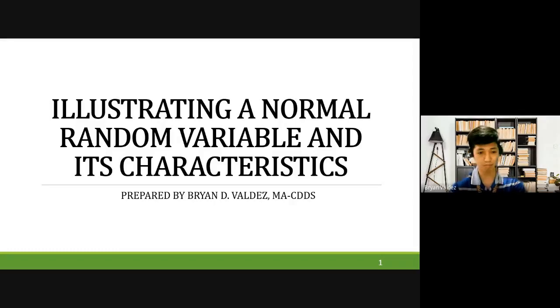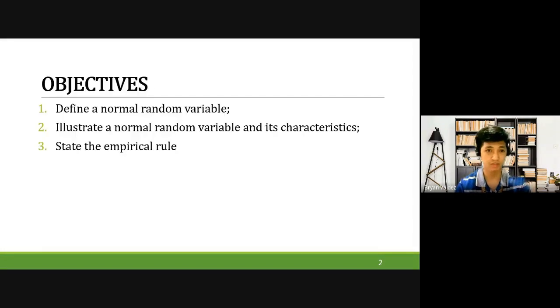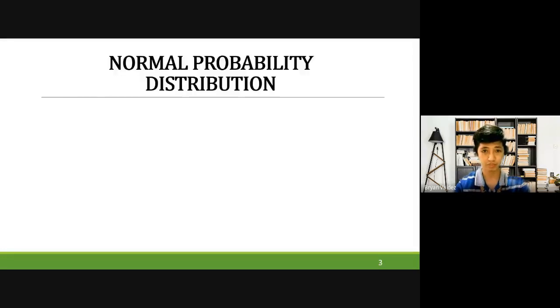So our main topic for the third week is illustrating a normal random variable and its characteristics. So let's begin with the objectives. These are the objectives for the lesson for today. Number 1, define a normal random variable. Number 2 is to illustrate a normal random variable and its characteristics. And then number 3, state the empirical rule.